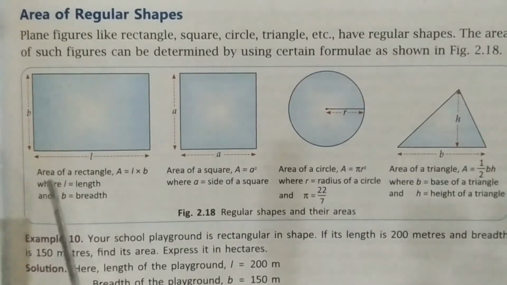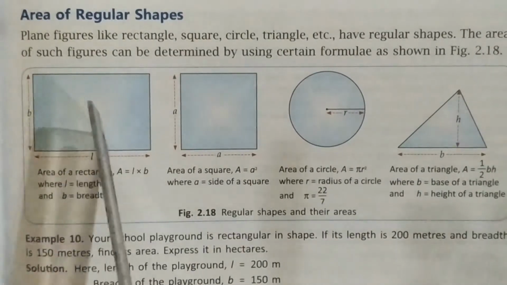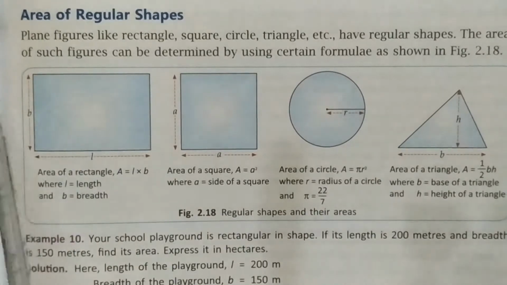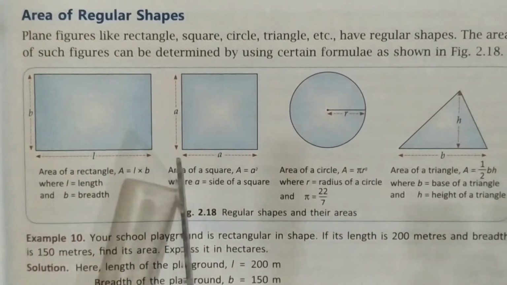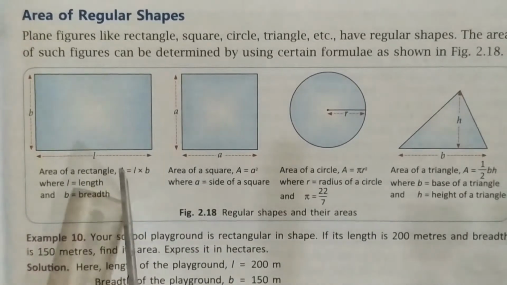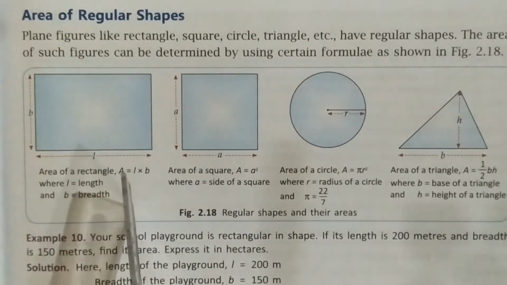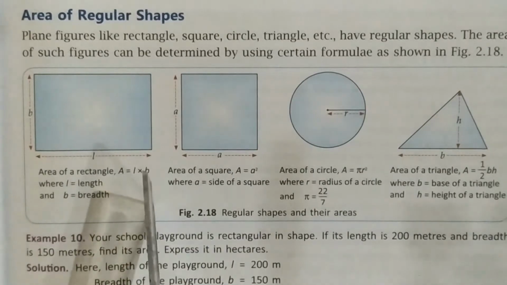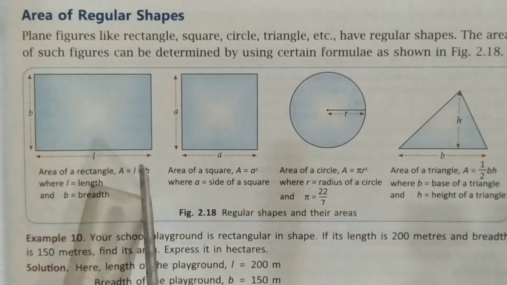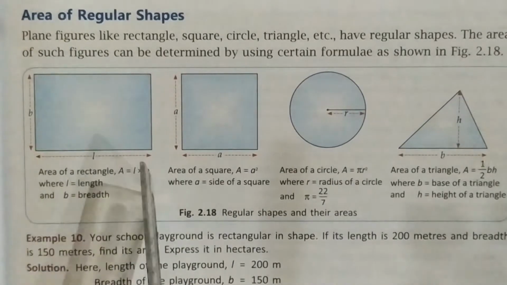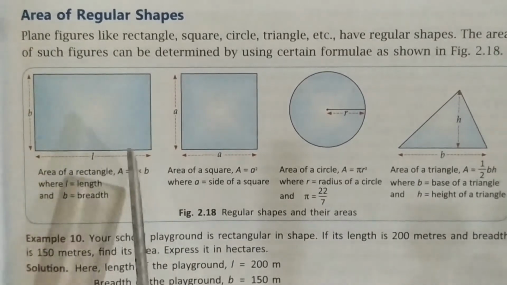Like in this figure you can see, to find out the area of regular shapes. So here you can see area of a rectangle is length into breadth. So supposing we are given length as 5 centimeter and breadth 7 centimeters, what will we do? We will just multiply 5 into 7. So we are getting 7 5s are 35 meter square.